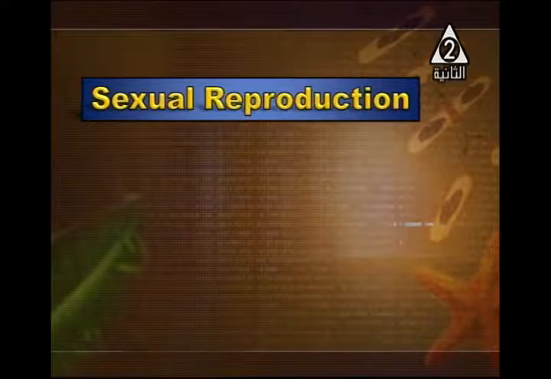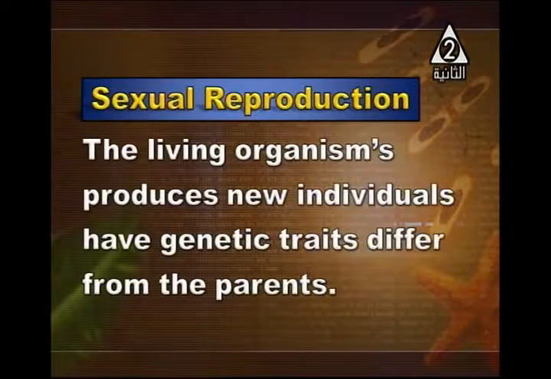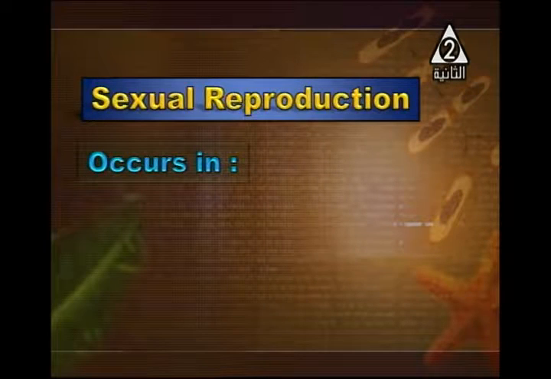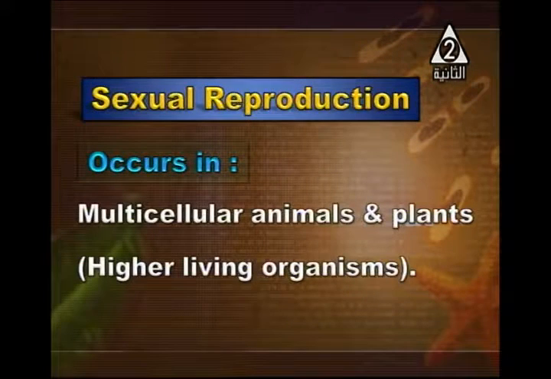The other type of reproduction is the sexual reproduction. What is meant by sexual reproduction? It means that the living organisms produce new individuals that have genetic traits that differ from the parents. It occurs in multicellular animals and plants. It means the higher living organisms.